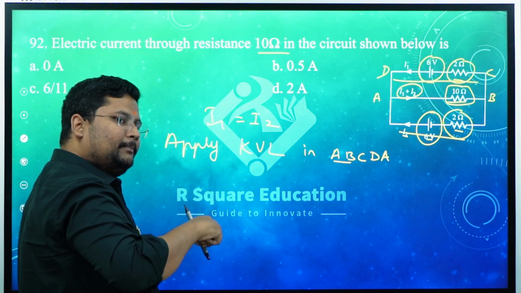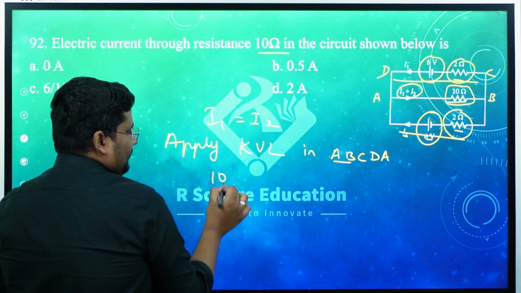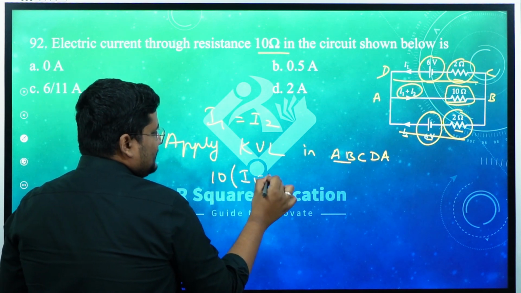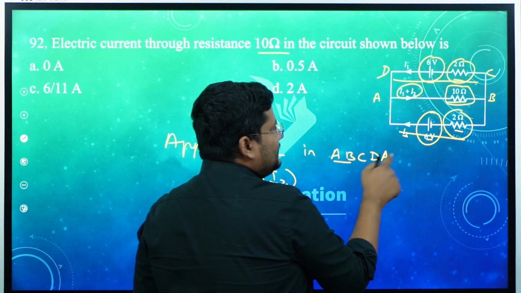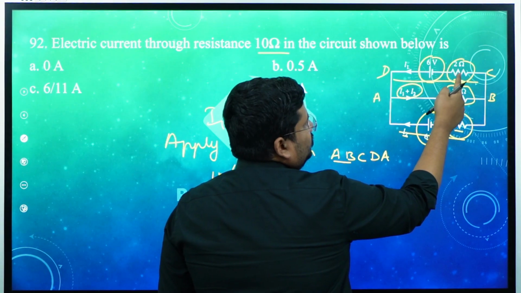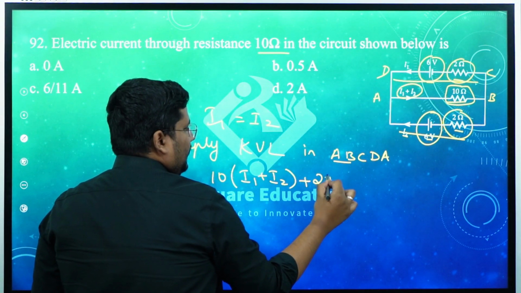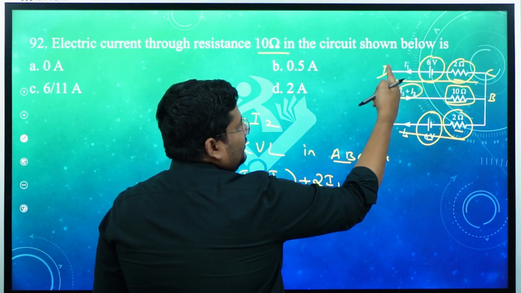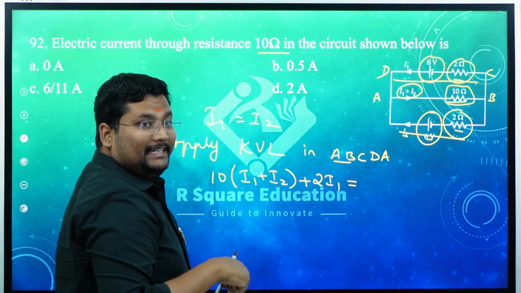So algebraic sum of product of current and resistance. So what is the resistor here? 10. And current is going to be I1 plus I2. Yes. So this is what is AB. BC, nothing is there. CD, so it's going to be 2 I1. Correct? So plus 2 I1. And DA, nothing. So on the right side, you have to use EMFs.